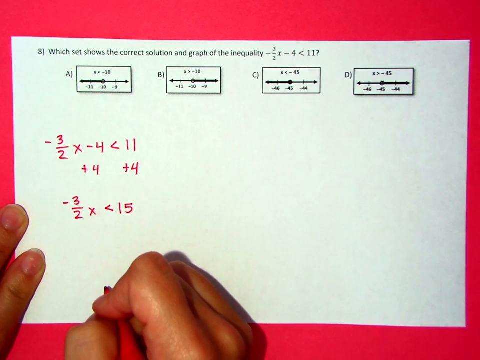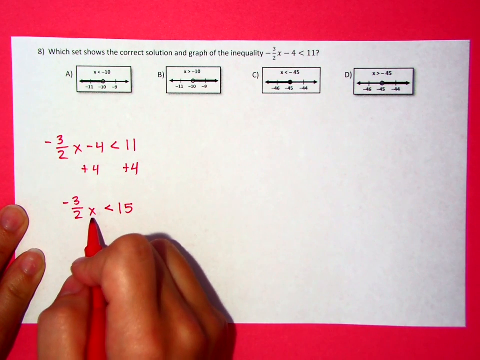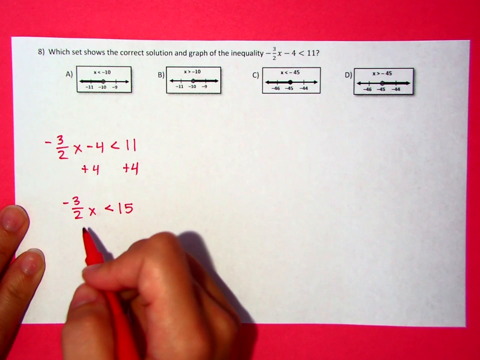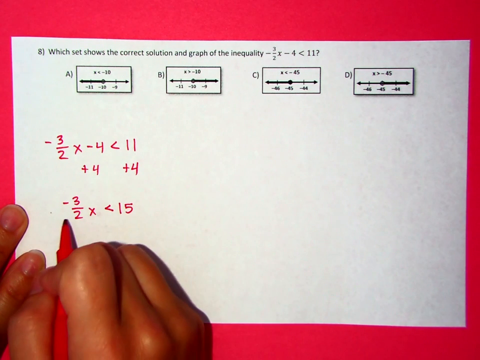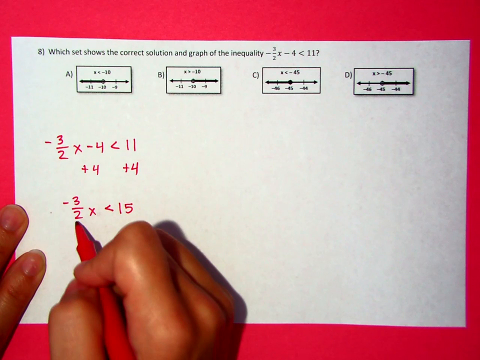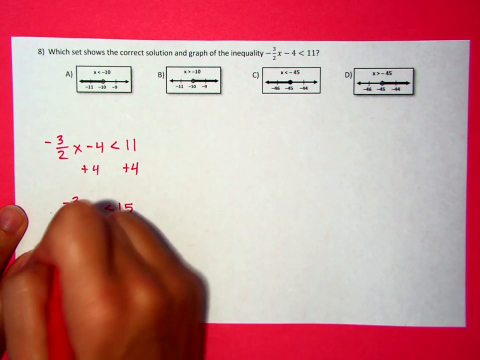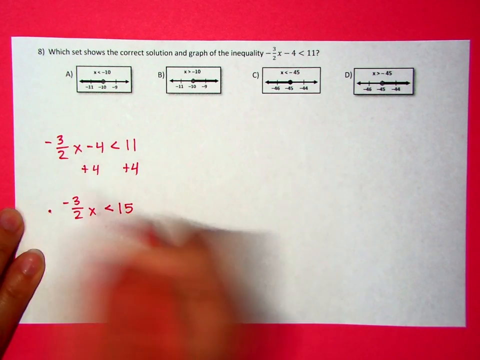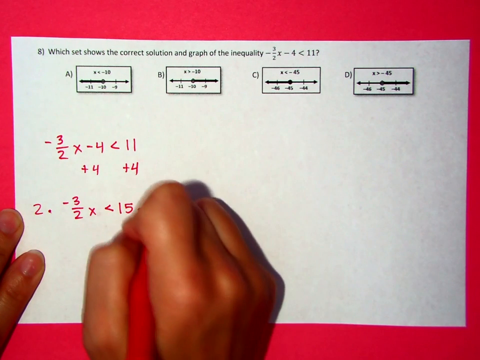Next thing you're going to do is we see that we have this negative 3 halves times x. You have two different options. Some of my students like to multiply both sides by the reciprocal, which would be negative 2 over 3. For some of my students, they don't like getting the fractions involved, so I'm going to show you what they like to do. They like to just multiply by this 2, get rid of that denominator. They like to see it this way.